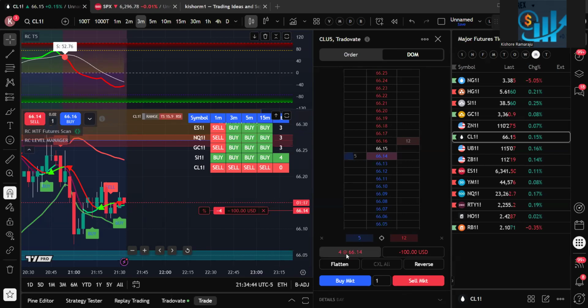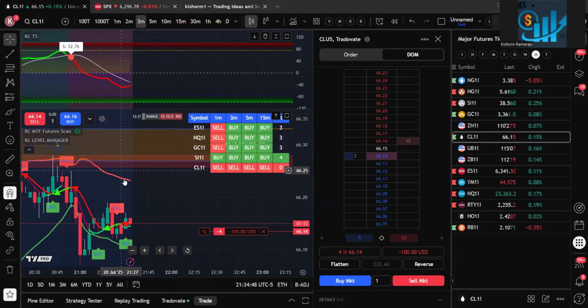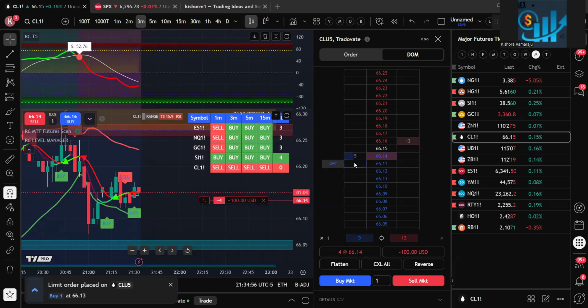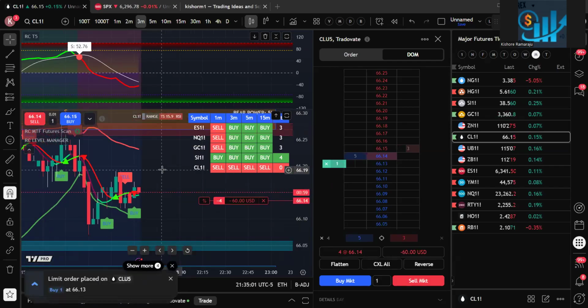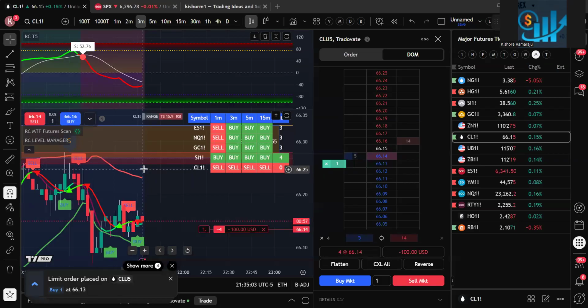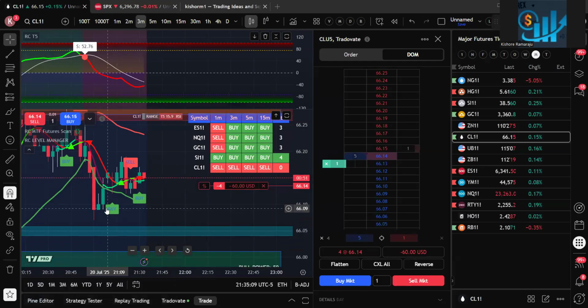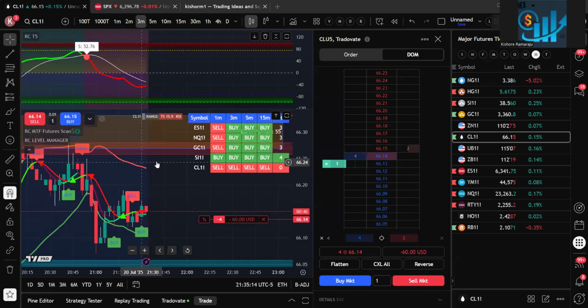So we shorted at 66.14, but generally it is always better if we short close to the top of the band. We shorted somewhere here, so I'll try to take some small profits. And if it goes to the top, again we can short it at the top. Right? For long, whenever score is 4, better to buy at the bottom. Whenever score is 0, better to short at the top.